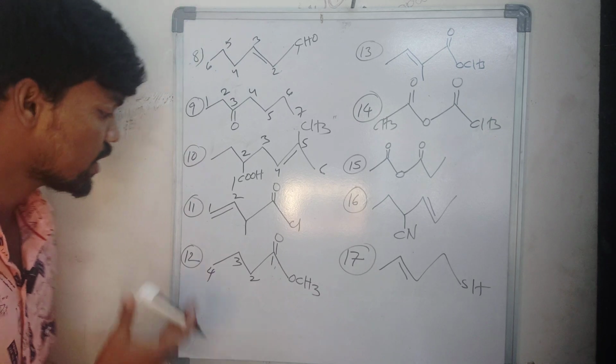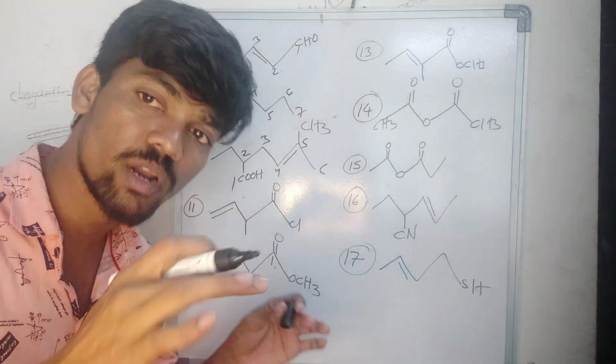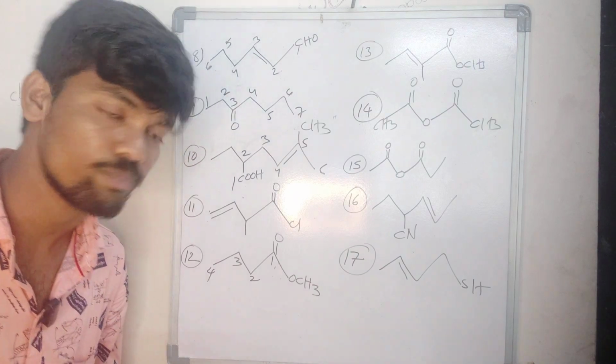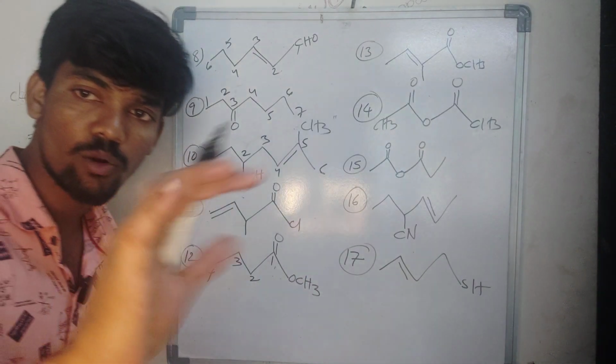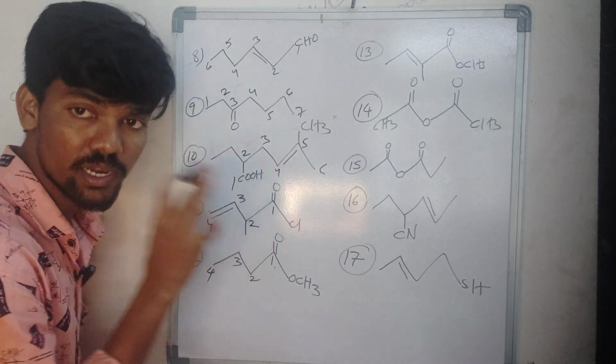Is it correct? No, it is not correct. This is a COCl group, carbonyl chloride. So this is a functional group. We have to take the numbering from this side, 1, 2, 3, 4. This is the correct option.